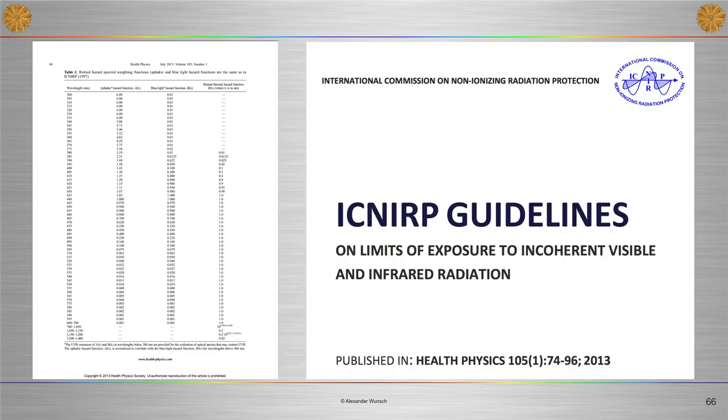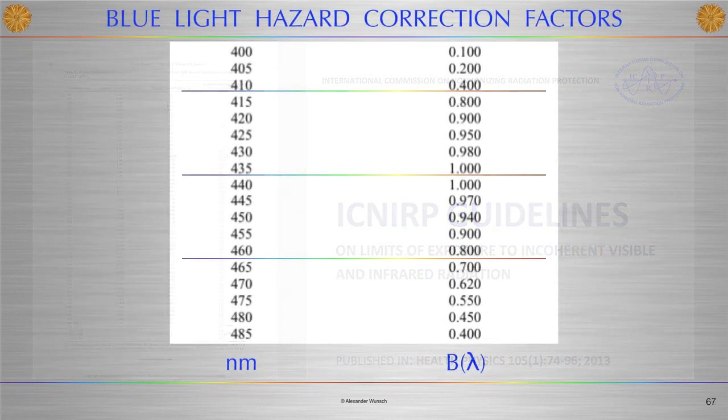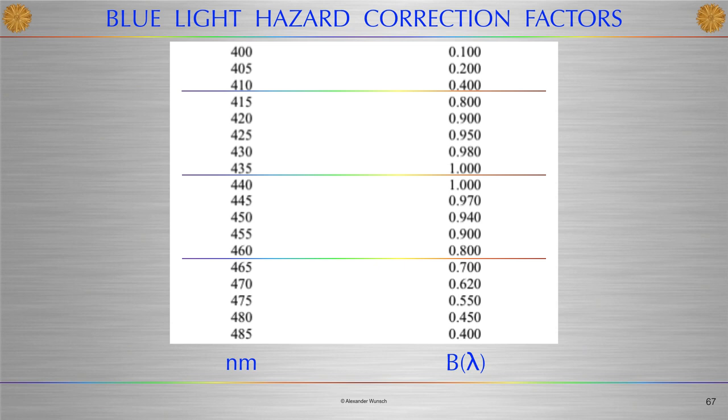And I don't want to bother you with these numbers, but there are ICNIRP guidelines with a weighting function which tells you which part in the spectrum is the most dangerous one, and the 435 nanometers have a factor of 1, 410 only have a factor of 0.4, and 460 have a weighting function of 0.8, which is double the number of the 410.